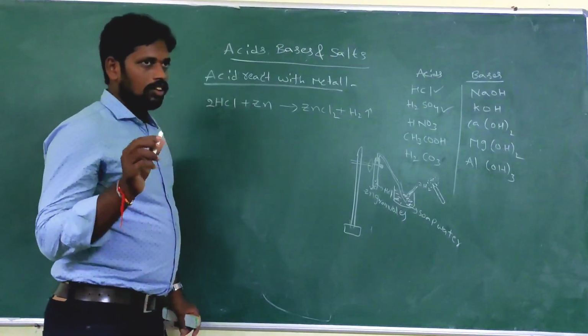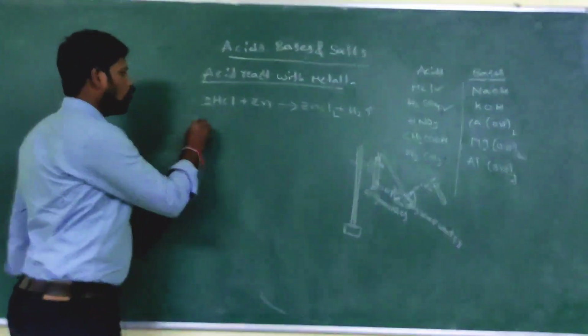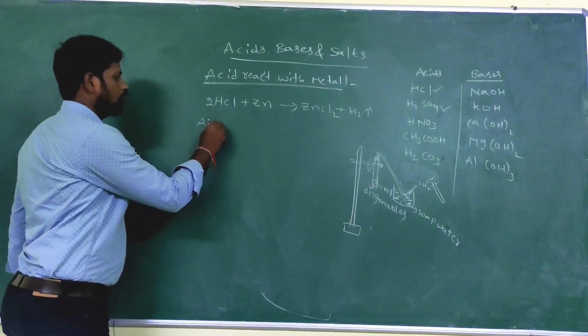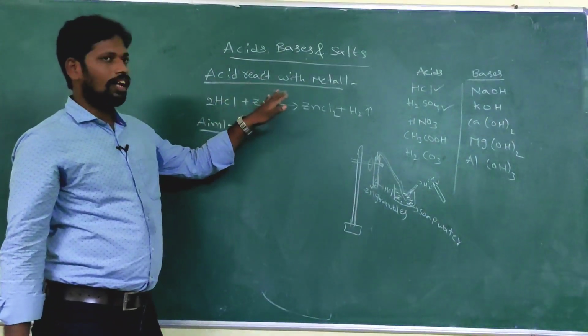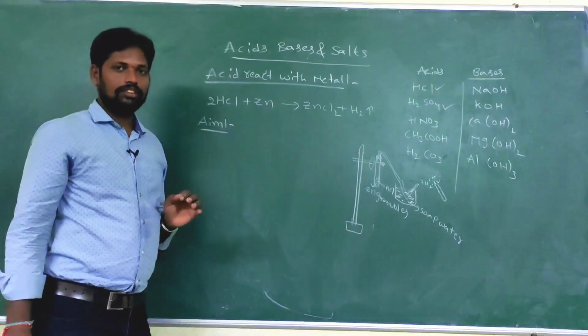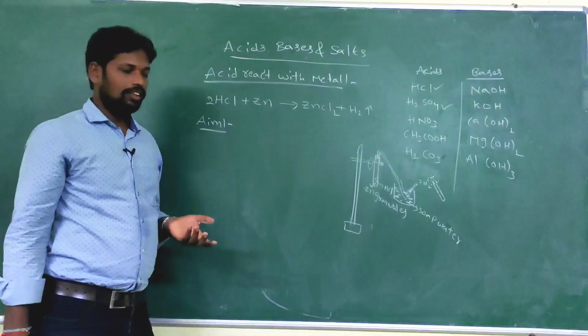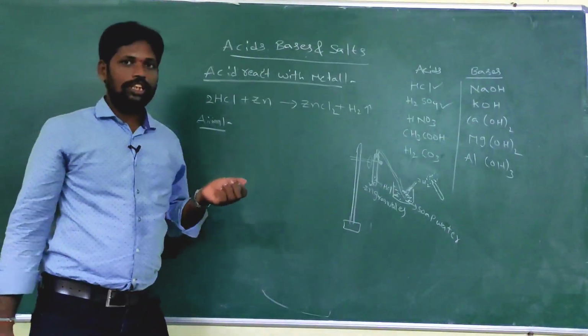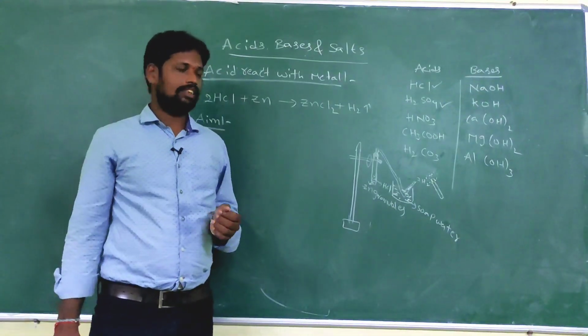When you write this question, the aim is most important. Aim means you prove that acid reacts with metal and gives a result. You write that you will prove that acid reacts with metal. Next, the requirements.